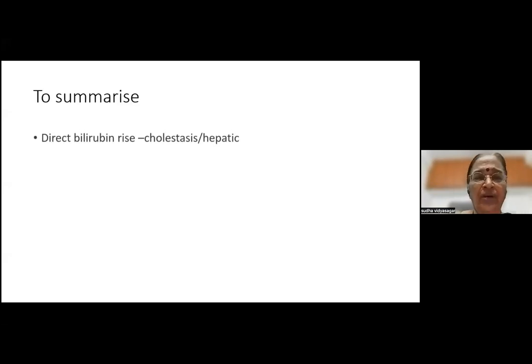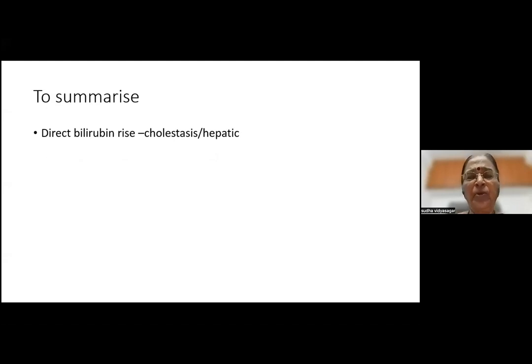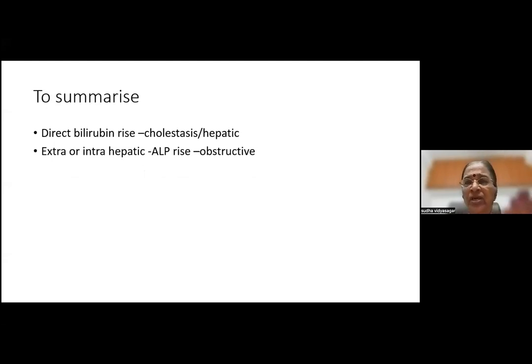So I'm just going to summarize. Direct bilirubin rise is in cholestasis and hepatic jaundice. Extra or intrahepatic, you have to look at the ALP rise. ALP is much more raised in an extrahepatic. Then you think of these two conditions, gallstones and your CA pancreas and all the other things that you want to think about, go on image.